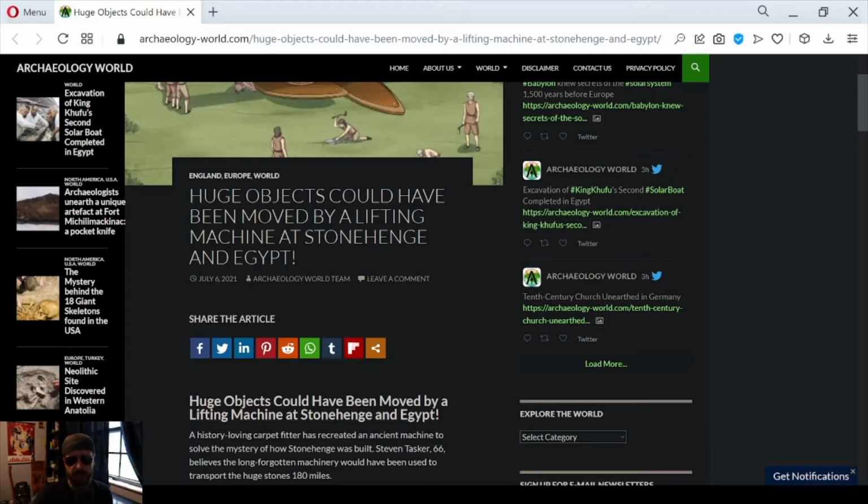One engineer, I don't remember his name, said that he's normally very skeptical about such things, but he felt that this particular machine was rather plausible. I thought that was really cool, and who knows, maybe this could lead to some further developments in regards to how the pyramids were built and how Stonehenge was actually set up. So let's go ahead and take a look at this and see what we have in store here.